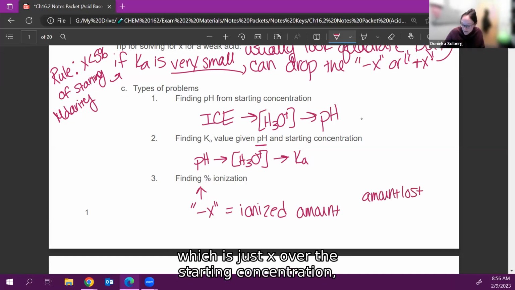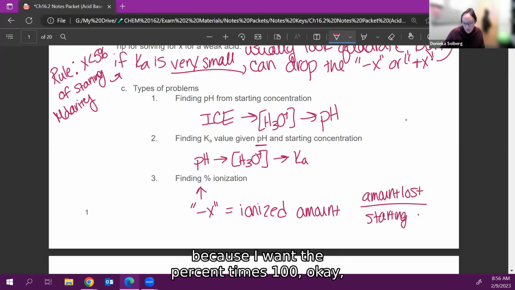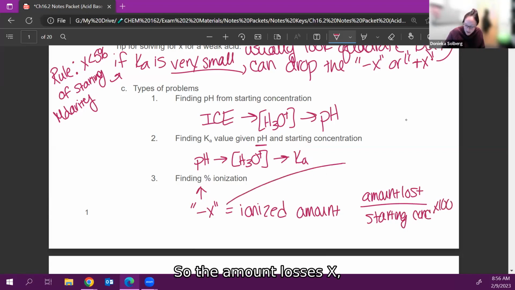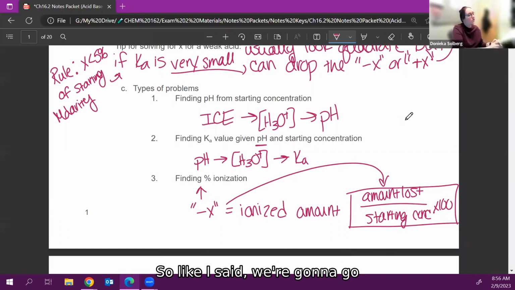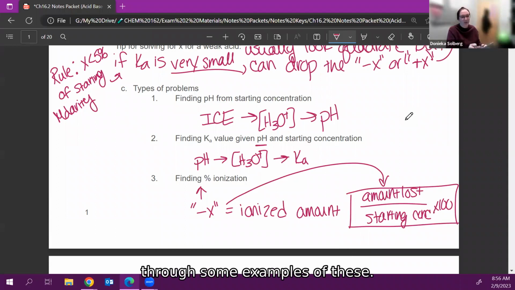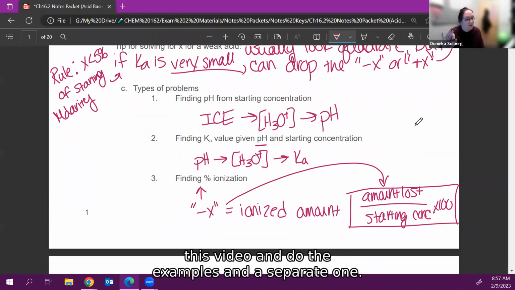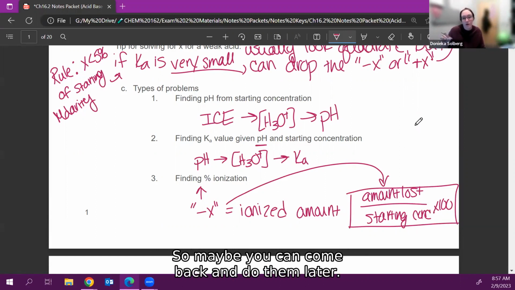Now, if I want the percent, you're going to have to do the amount lost, which is just X, over the starting concentration, because I want the percent, times 100. So the amount lost is X. X would go up top over your starting concentration times 100. That is how you would calculate the percent ionized in a test. So like I said, we're going to go through some examples of these. I'm actually going to pause this video and do the examples in a separate one, so maybe you can come back and do them later.